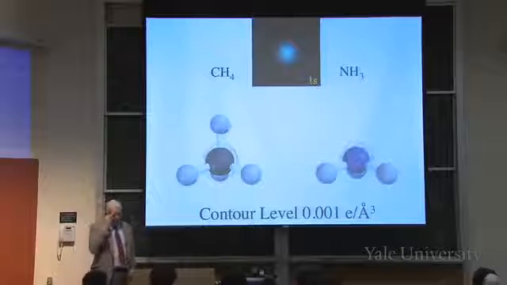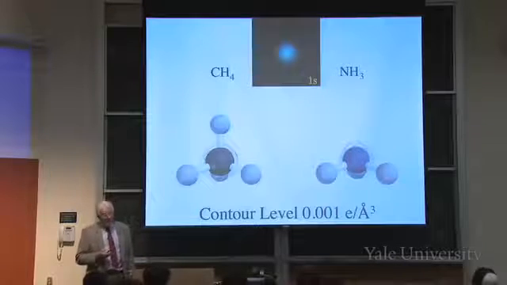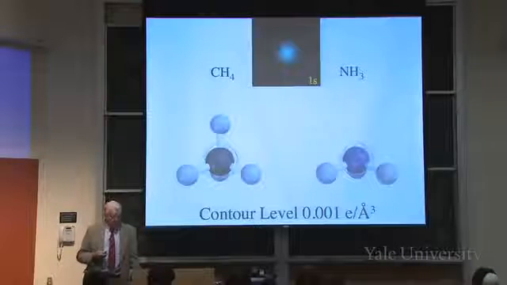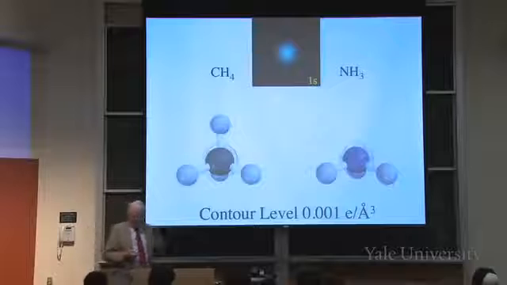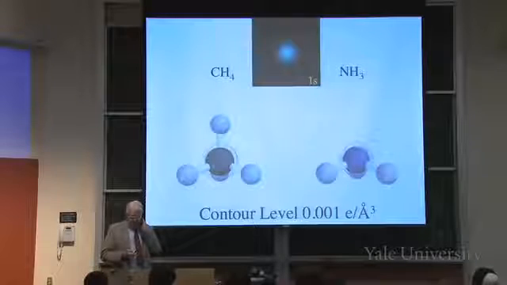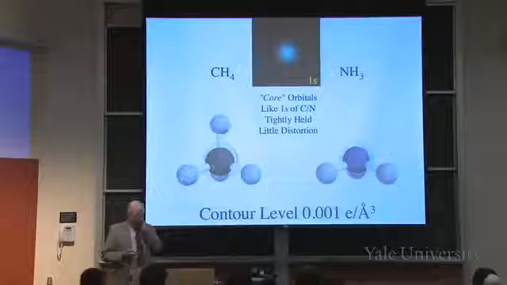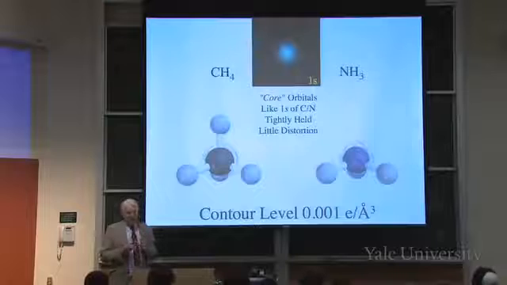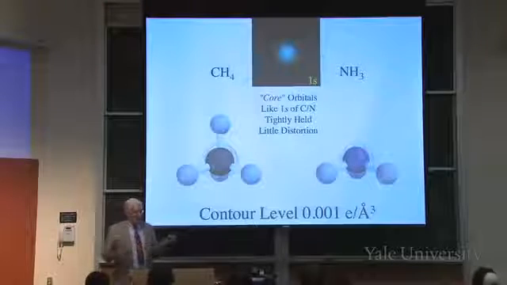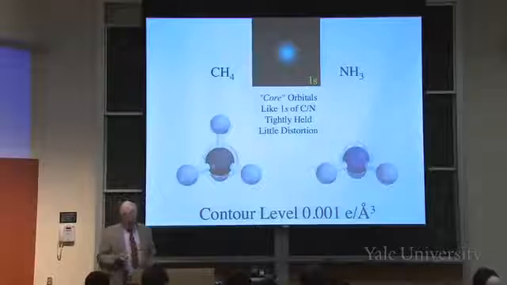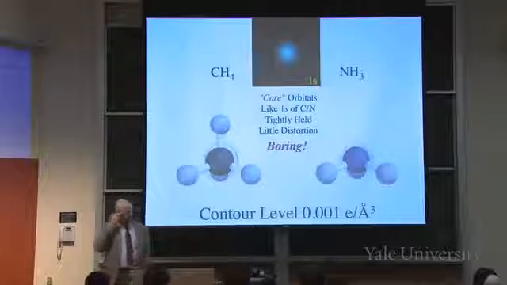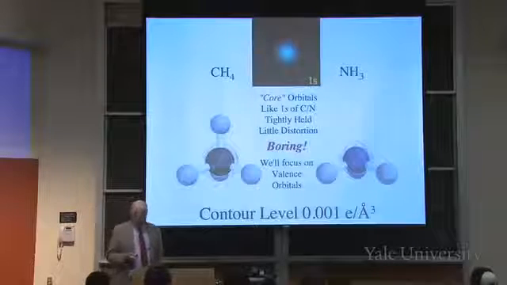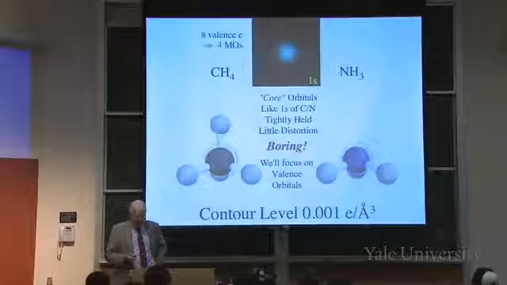And here it is for nitrogen. The blue one there is the lowest molecular orbital. But they're just little spheres, right? They're like the 1s of a neon. Okay, so the core orbitals are like the 1s of the carbon or nitrogen atom. They're tightly held. They aren't distorted very much because the nuclei have split apart, right? And they're boring. So forget them. We won't talk about them anymore. We'll focus on the valence orbitals where the bonding action will occur.